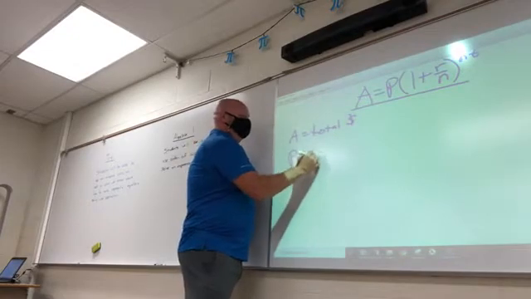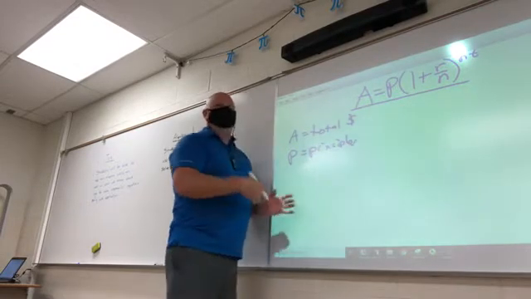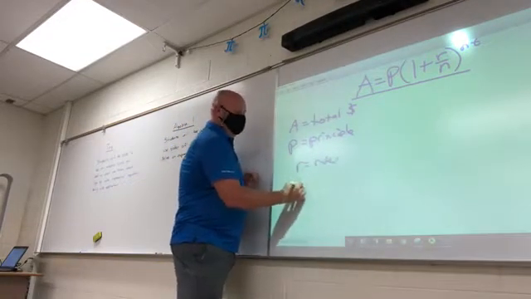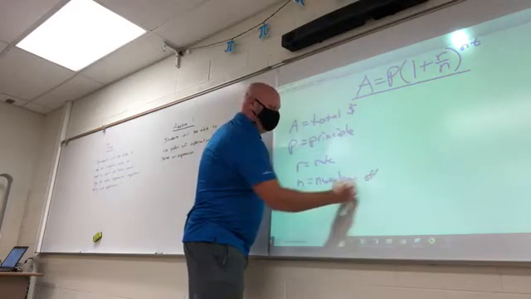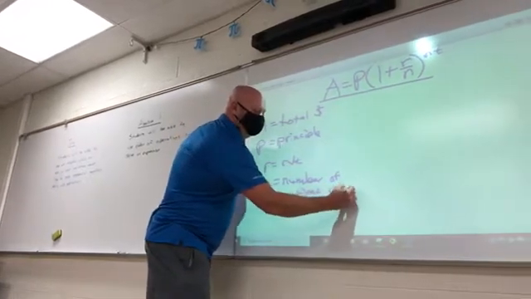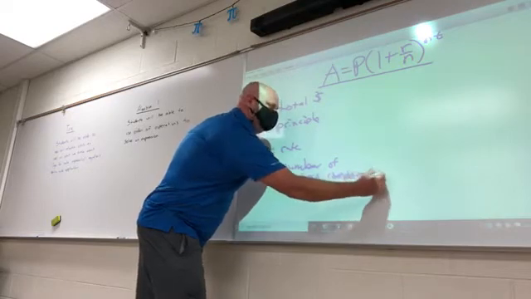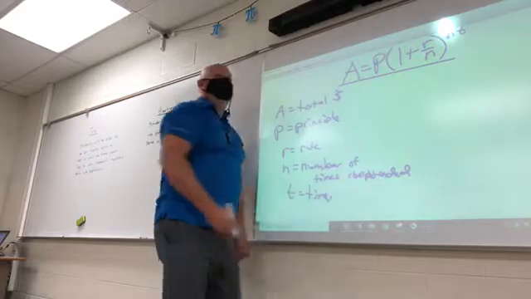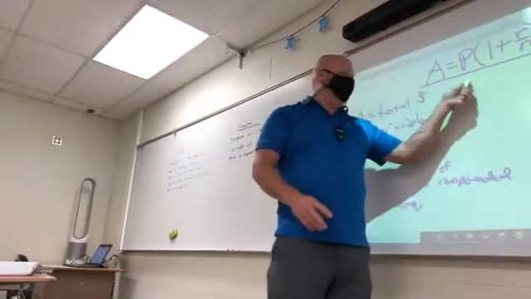P is your principal, like how much money you put in the bank. R is obviously your rate. N is the number of times it's compounded. And T is obviously time, right? And the first few times you use this formula, you get questions like this.